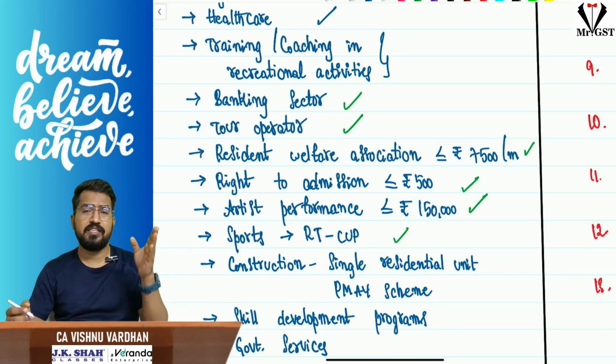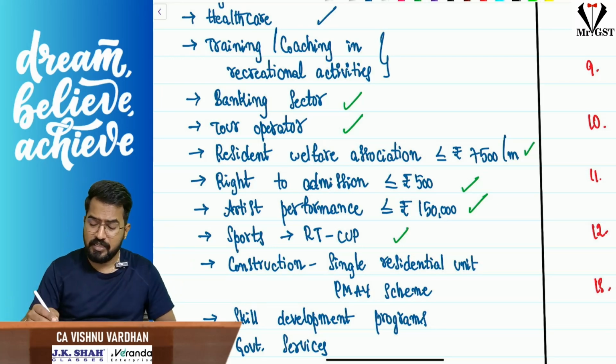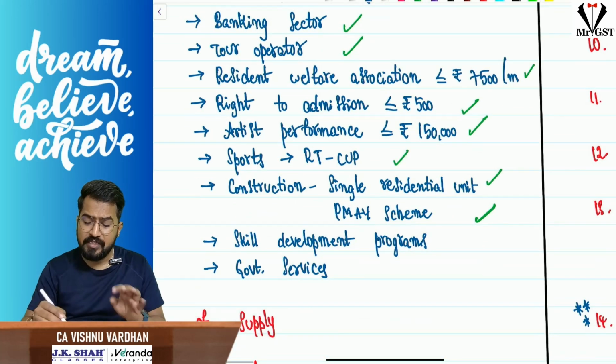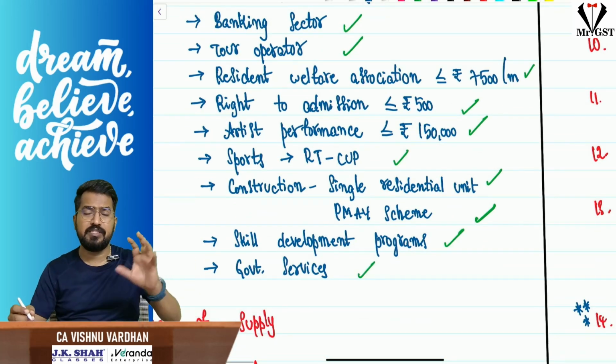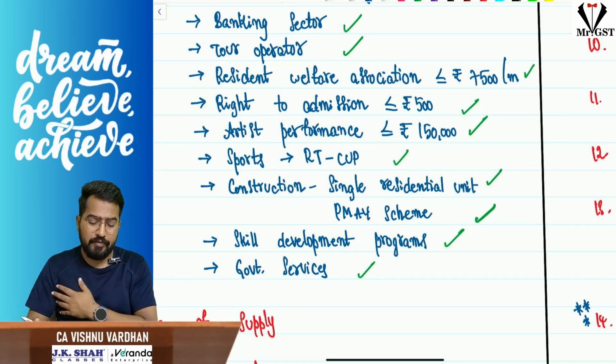sports related, the individual providing his services as a referee, team manager, coach, umpire and player, these things, construction with respect to single residential unit and Pradhan Mantri Awas Yojana scheme, skill development programs, government services. These are going to be the key exemptions which you should definitely be aware of, right?